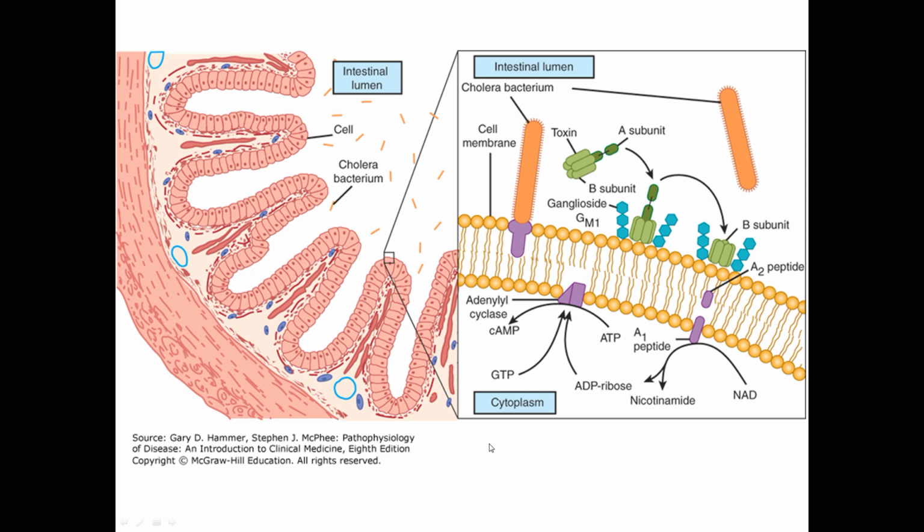The general finding is fluid loss, dehydration. In a severe cholera case, the fluid loss may be about 1 liter per hour. Severe dehydration with hypovolemia, hypotension, collapse, and even death.